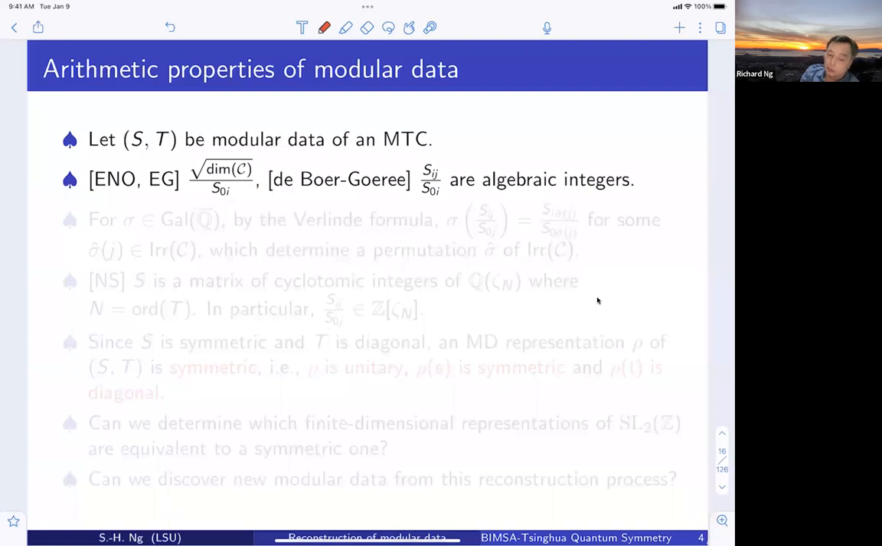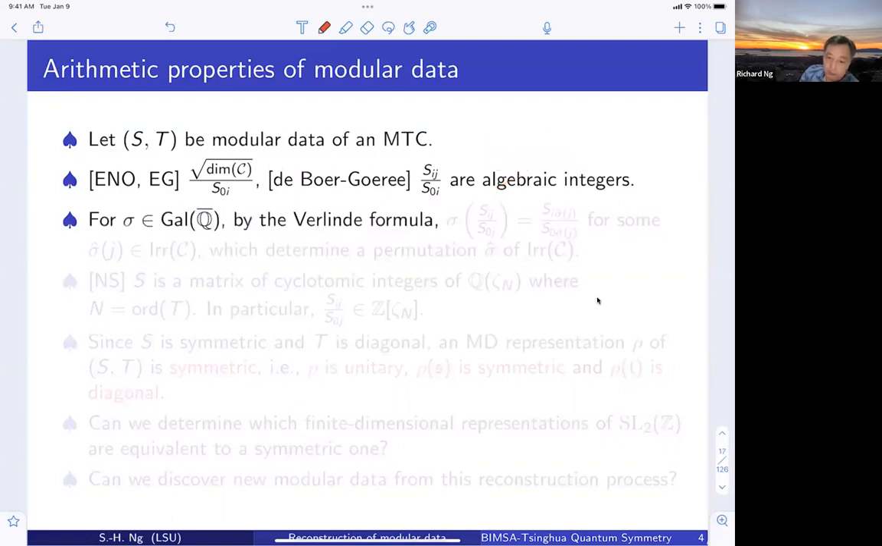0 always denotes the unit object. So this quotient is always an algebraic integer. And actually, it was known before that Sij over S0j is also, and in fact, they know it's a cyclotomic integer. What they don't know is the conductor of these cyclotomic integers. It could be very large, it could be very small. It was not known at that time.